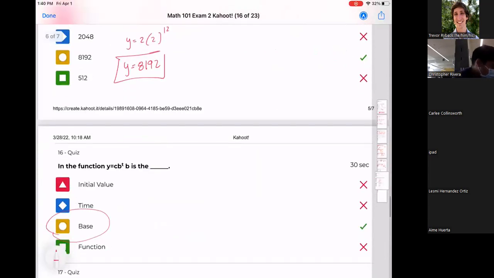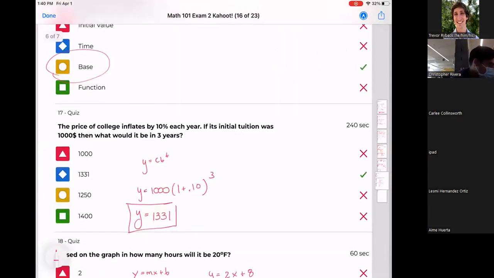So for this problem, it's also an exponential function. There's only a slight difference, and it's the fact that we're going to do 1 plus our inflation rate. So we're going to use this equation again. Our initial value is $1,000, so that's going to be our C. And our T is going to be 3 years, or 3. And the question is, what is going to be our B?